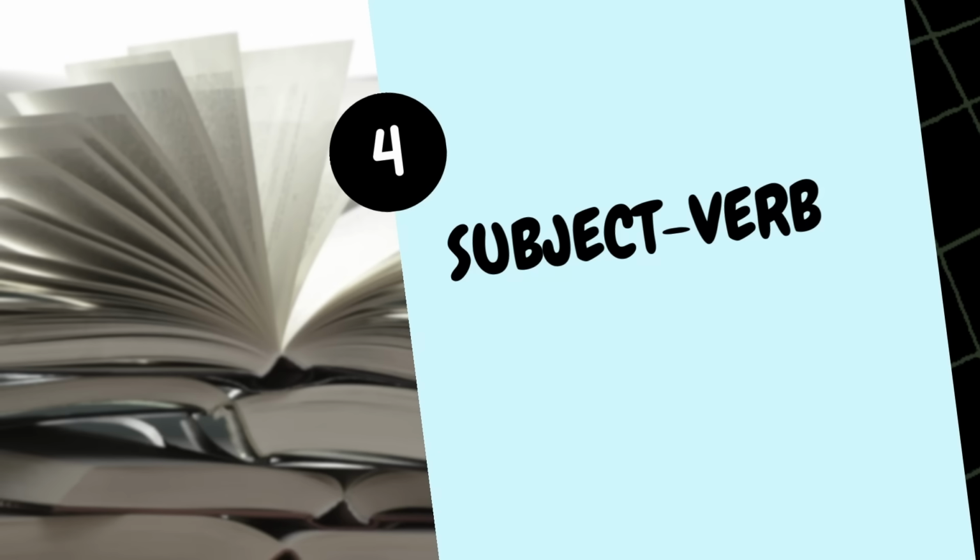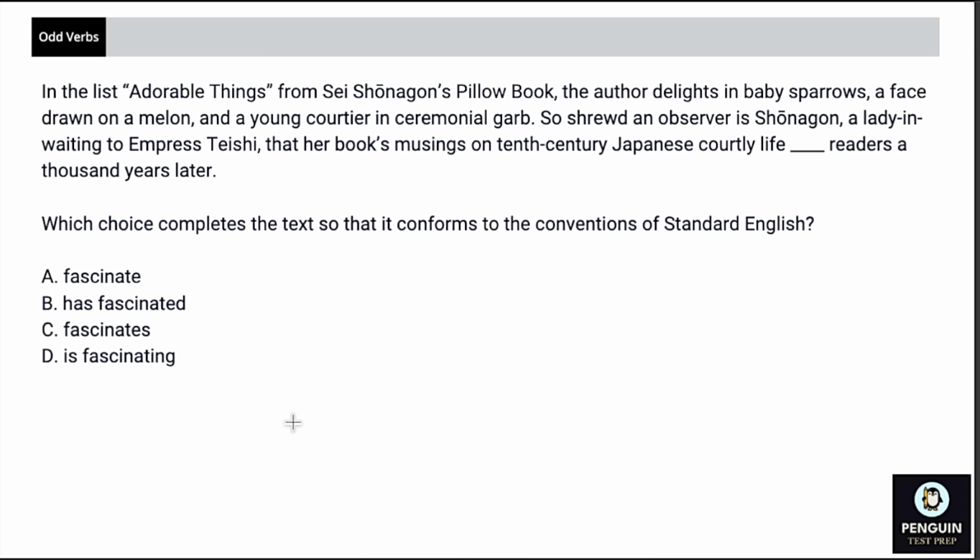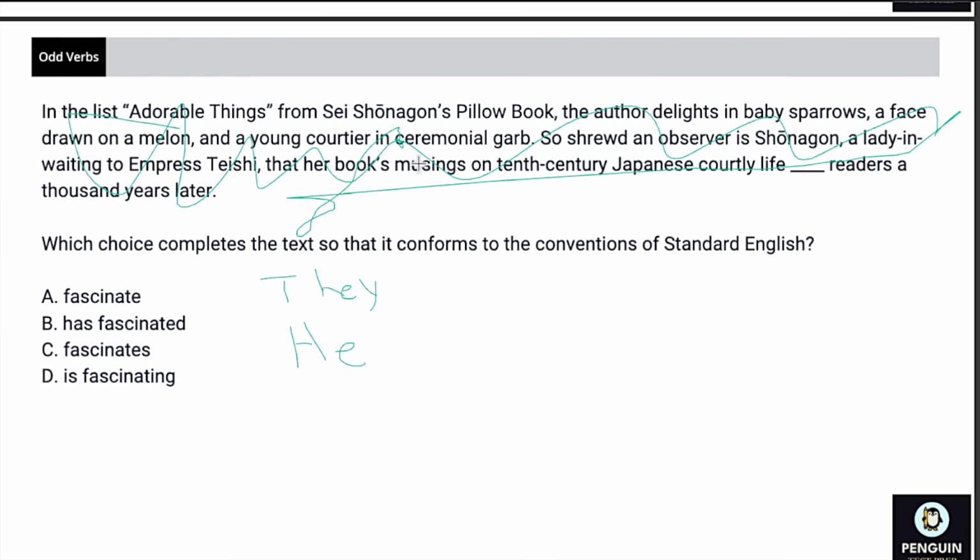Up next, we've got subject-verb agreement. And for subject-verb agreement, we are still using the odd verb out trick. We're going to take they. We're going to take he. We're going to ignore this. And we're going to connect they and he to our answers.